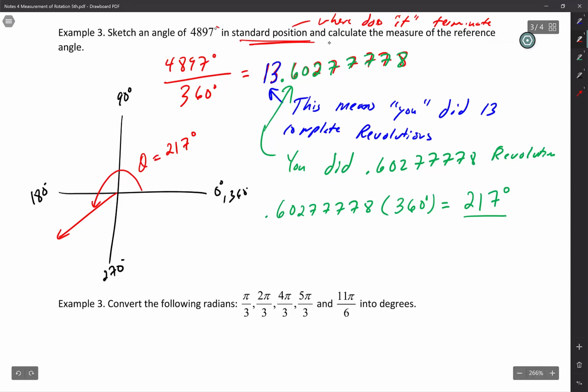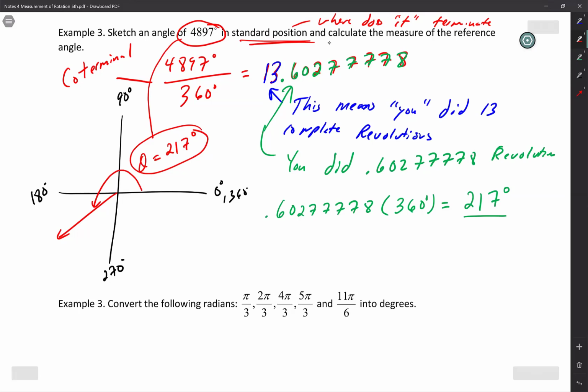The 4897 and the 217, look, we have an opportunity to use the vocabulary words that we just did right now. Those are coterminal. Those are coterminal angles. They both share the same ray.